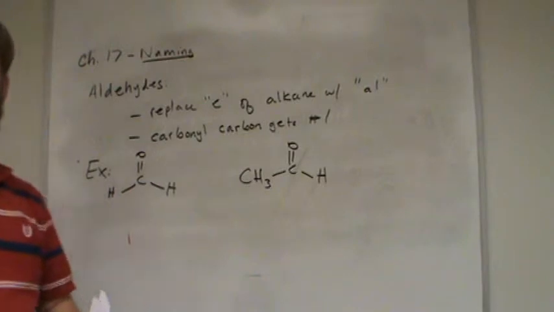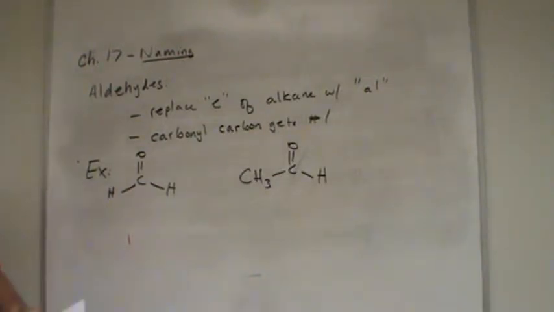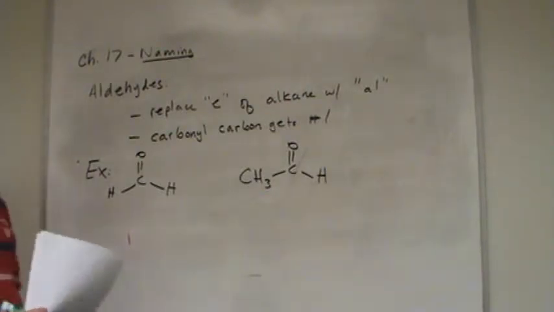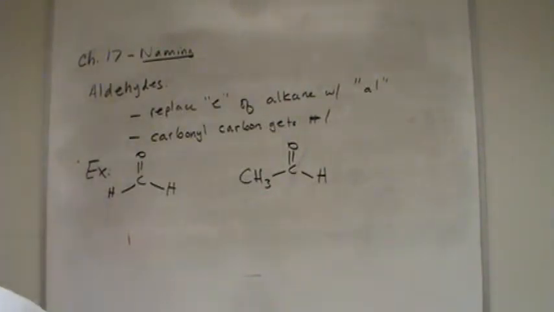Last but not least, Chapter 17, naming of aldehydes and ketones. Let's start with aldehydes. We're going to replace the E of the parent chain, the parent alkane, like hexane, with al. So, hexanal. And the carbonyl carbon always gets position number 1 when we move to more complex molecules.